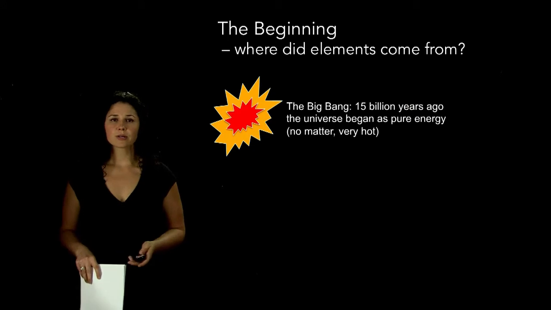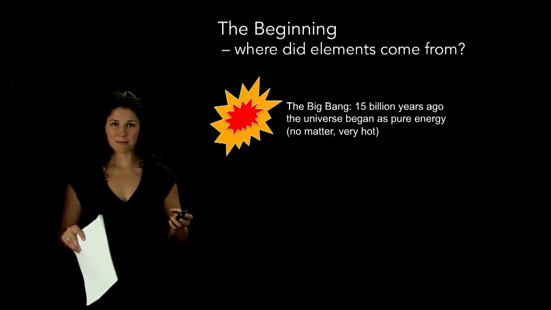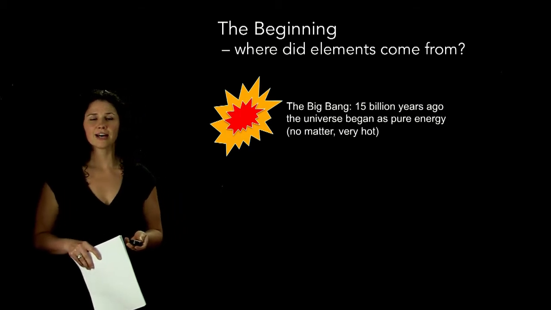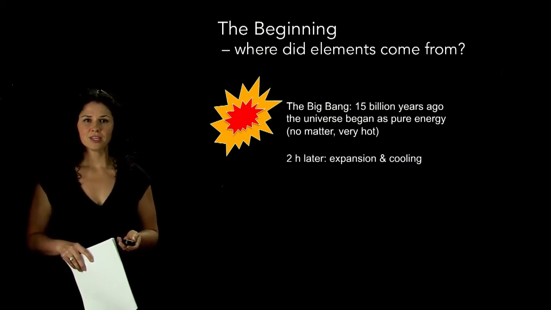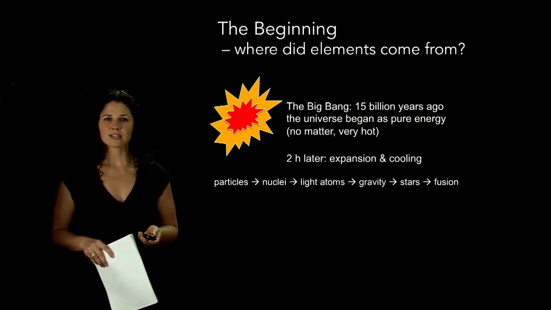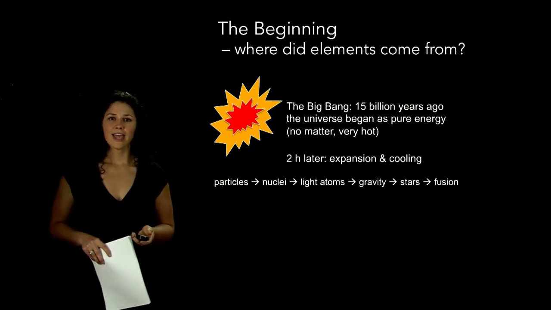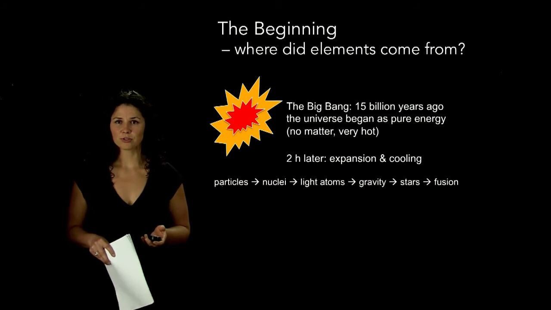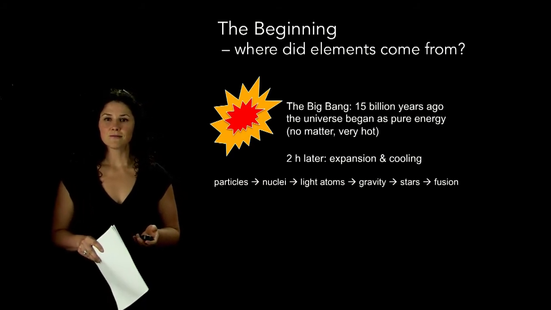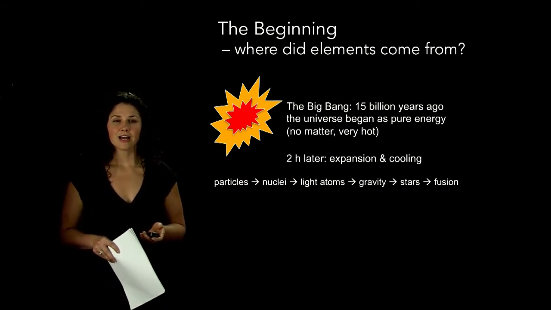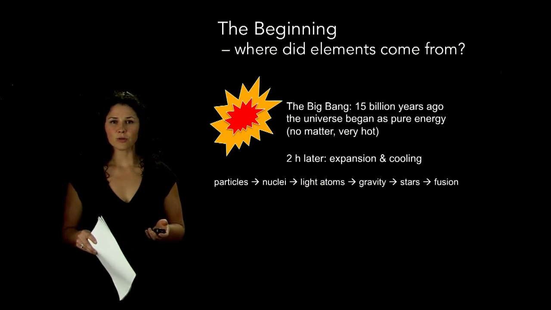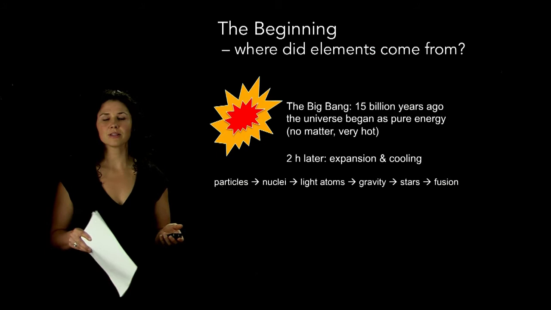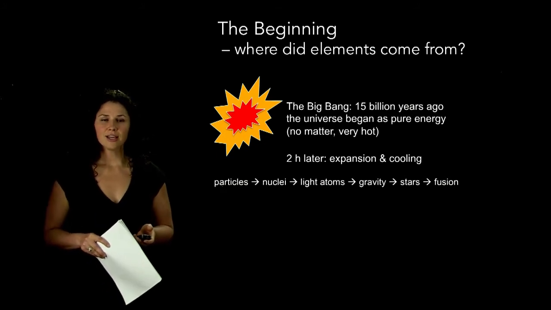So about 2 hours after the Big Bang happened, everything was expanding. And this expansion allowed cooling to happen. So during this cooling process, particles formed, and these are the subatomic particles we know as protons and neutrons. Those ended up forming nuclei, and the nuclei then were attracted to another type of particle called electrons, and we got some light atoms like hydrogen.